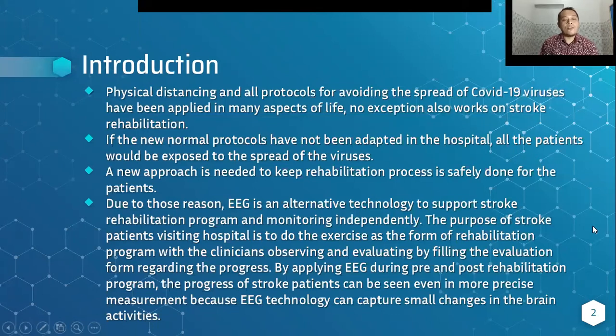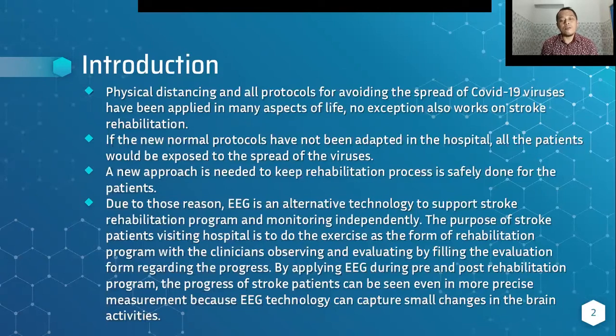Okay, let's begin. First, introduction. Physical distancing and all protocols for avoiding the spread of COVID-19 virus have been applied in many aspects of life. No exception also works on stroke rehabilitation. If the new normal protocols have not been adapted in the hospital, all the patients will be exposed to the spread of the viruses. A new approach is needed to keep the rehabilitation process safely done by the patient. As the solution, EEG is an alternative technology to support stroke rehabilitation program and monitoring independently.